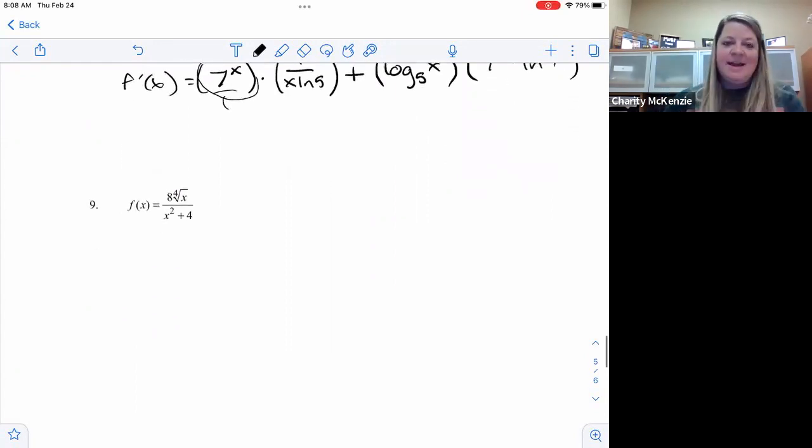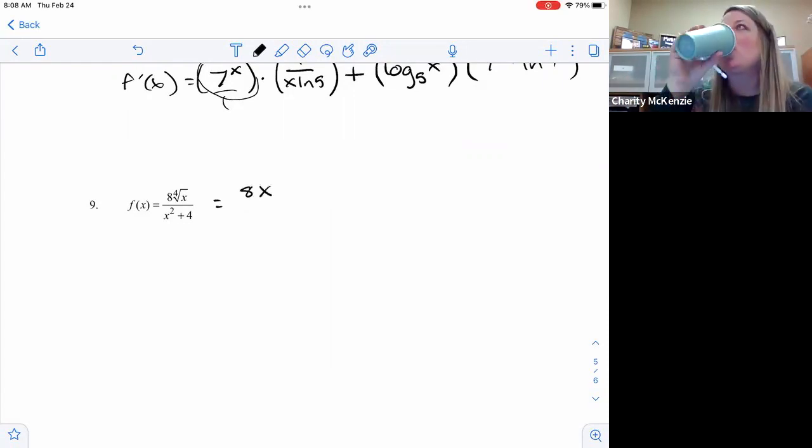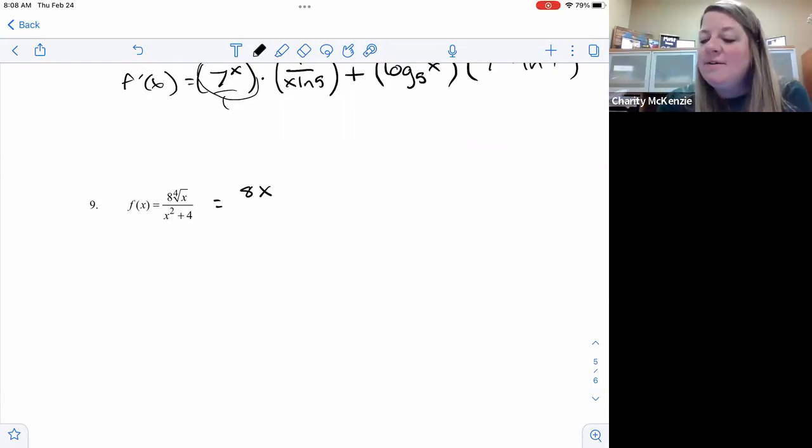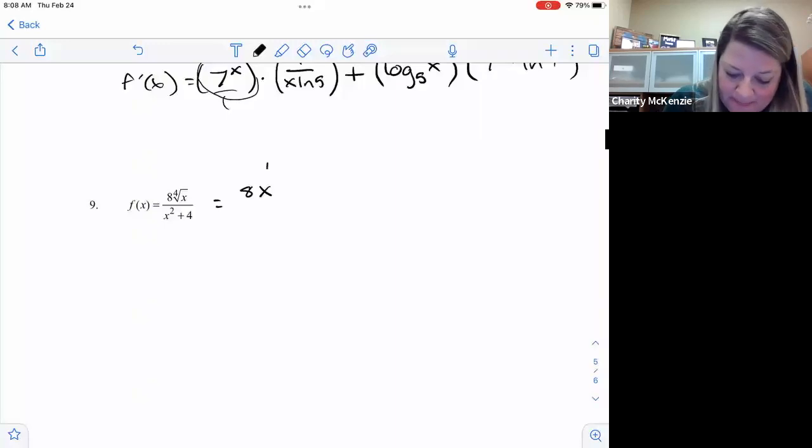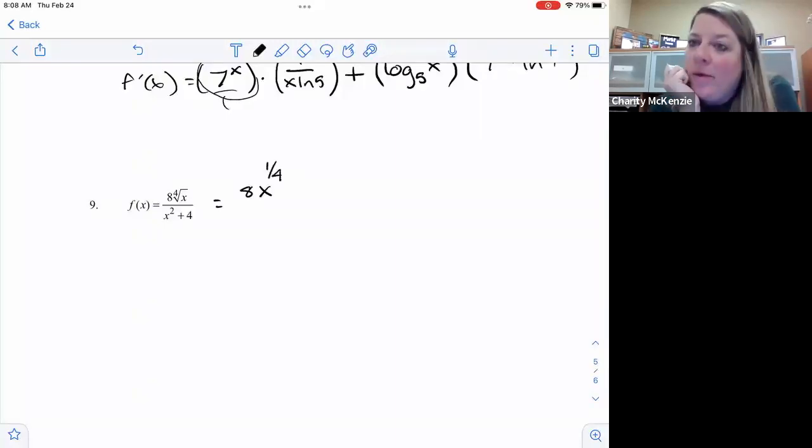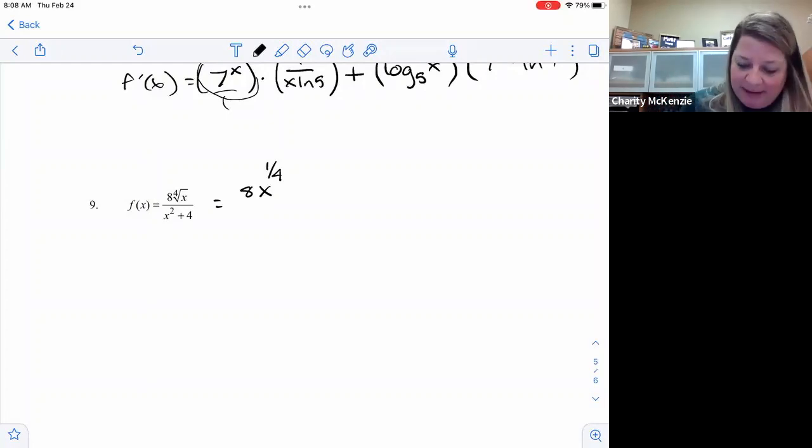Okay, look at this hairy one. Let's simplify this a little before. So think of this as 8, and then what power will that x be? Fourth root would be 1/4, okay? Because the power on the x is 1. If it would have been x squared, it would have been 2/4. If it would have been x to the third, it would have been 3/4. So hopefully you're getting better at those.